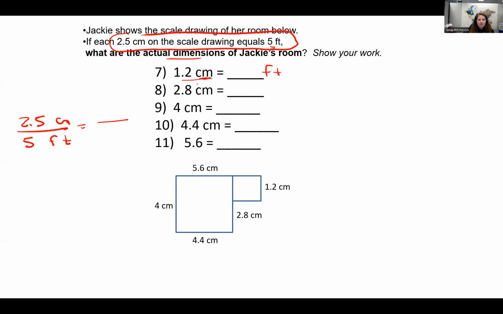Centimeters are tiny. So how would I get all of these numbers? Well, centimeters, I'm going to put the number they give us right here on top over x. We don't know the actual feet. So to do all these problems, you would cross multiply 5 times whatever number this is, and then we would divide by 2.5. Divide by 2.5 for all of those.